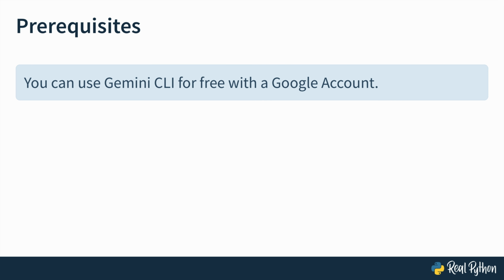Before you continue watching, here are a few things to consider. You can use Gemini CLI for free with some of the models it provides. However, you must have a Google account to use it. In one of the first lessons of this video course, you will see that you need to authenticate with your account in order to use Gemini CLI in your terminal.